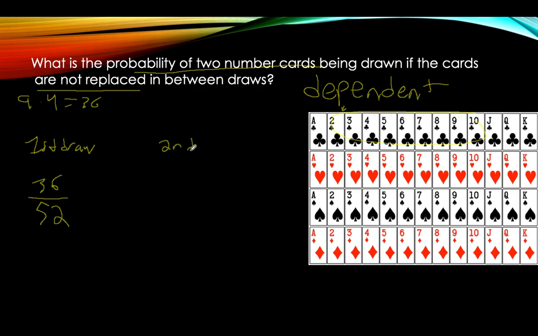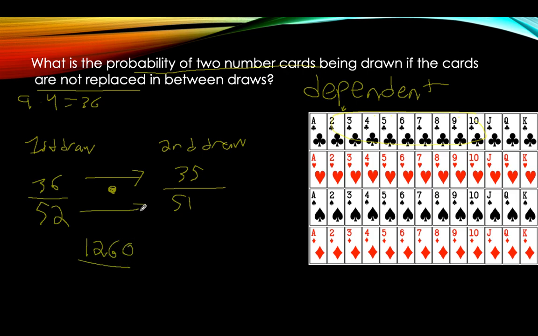Now for a second draw, you pull out one of the number cards. So one of them's out and we're not putting it back. So if you take out one number card, you then have 35 number cards. And if you took one card out of the entire deck, then there's 51 total cards. So we have our 2 events. Now we just multiply. So 36 times 35 gets you 1,260 over 52 times 51 equals 2,652. Not sure why I made such a big gap there.